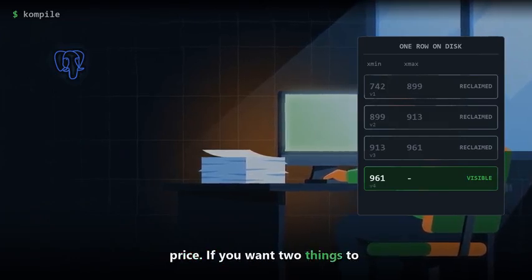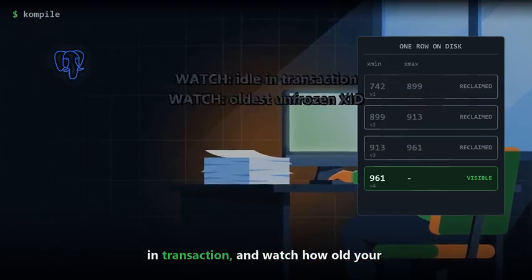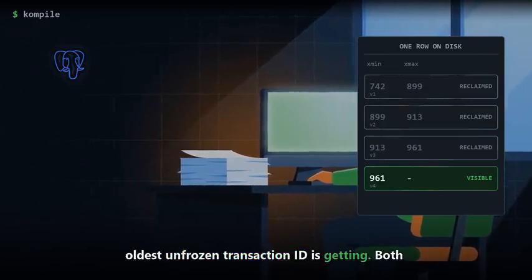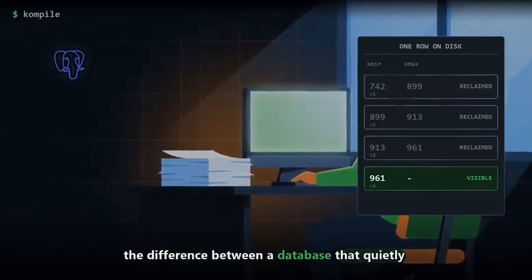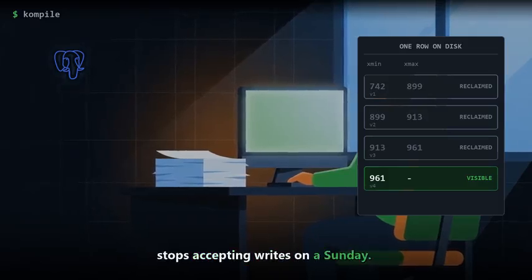If you want 2 things to actually watch for: sessions stuck idle in transaction, and how old your oldest unfrozen transaction ID is getting. Both are one query away, and both are the difference between a database that quietly takes care of itself and one that stops accepting writes on a Sunday.